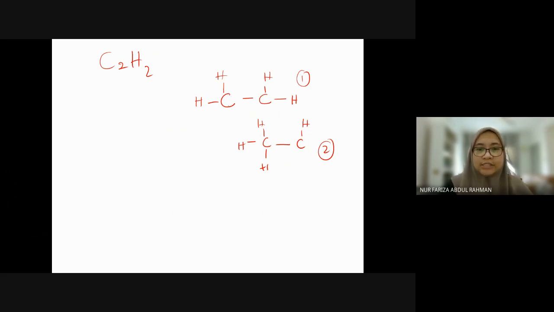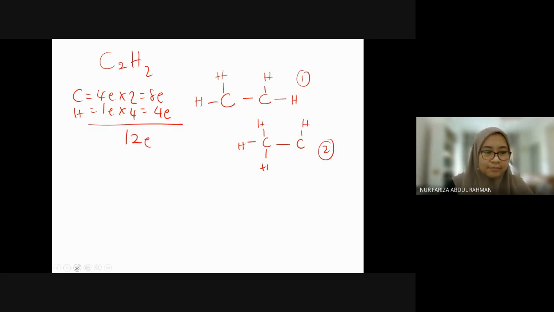So each carbon should get 2 hydrogen. Okay, kita totalkan the valence electron. Carbon 4 electrons times 2, we have 8 electrons. Hydrogen, we have 1 electron times 4, kita ada berapa? 4 electrons. So in total we have 12 electrons.